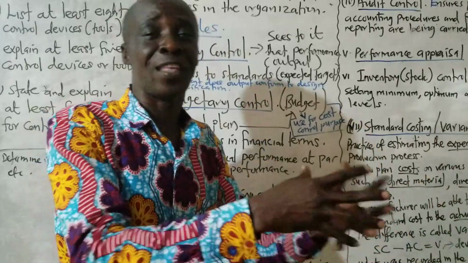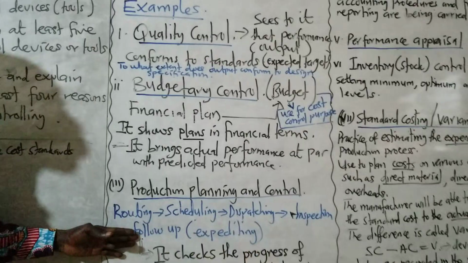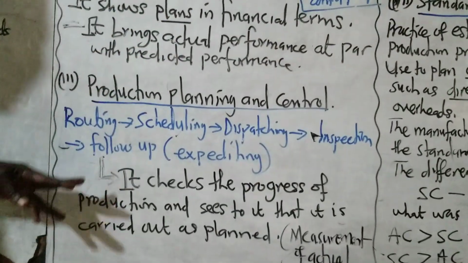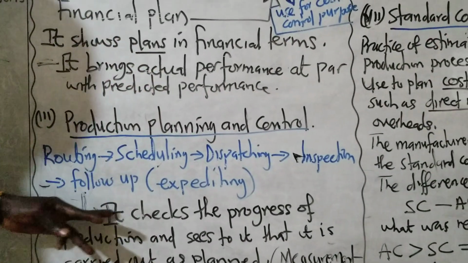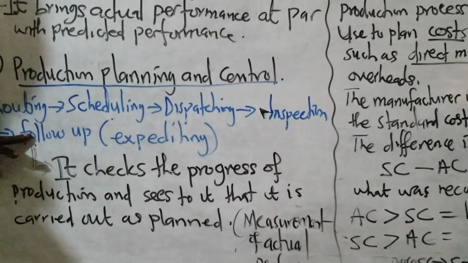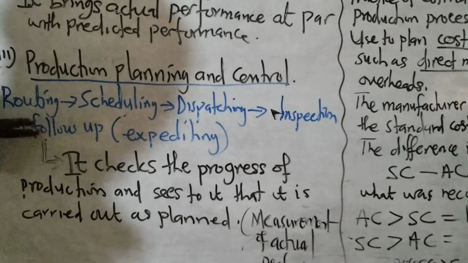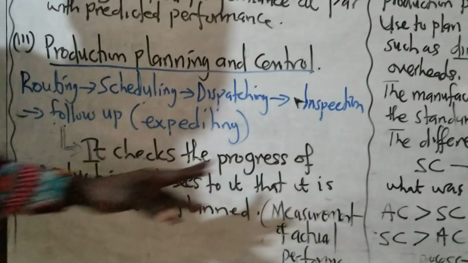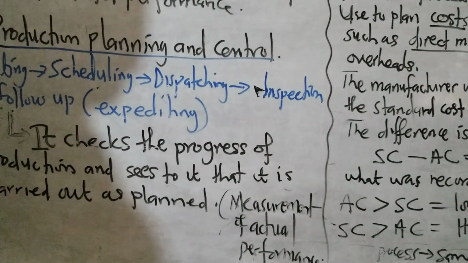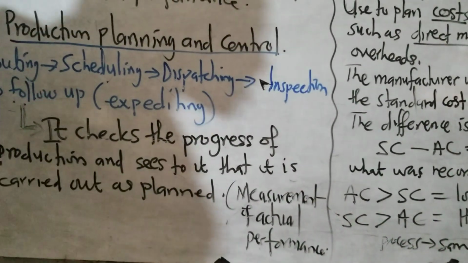What is the capacity of the machine? You need to look at all those things. Then the last aspect will be the follow-up, or what you call expediting. That is the follow-up. And what is it? This one checks the progress of production, so it is called a watchdog function. It checks the progress of production and sees to it that it is carried out as planned. Whatever you do is carried out as planned.